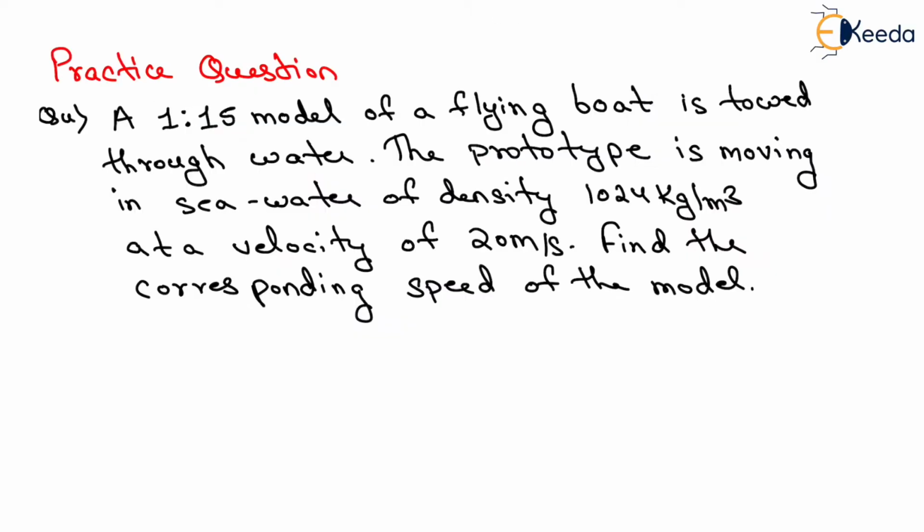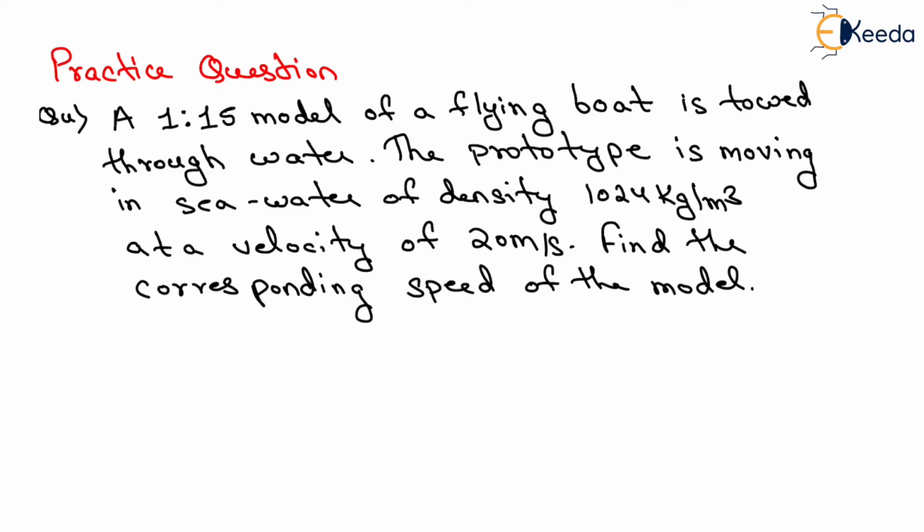Question is written as: a 1 to 15 model of a flying boat is towed through water. The prototype is moving in seawater of density 1024 kg per meter cube at a velocity of 20 meter per second. It means that the velocity of the prototype is given as 20 meter per second and the density of seawater is given as 1024 kg per meter cube. Now we have to find the corresponding speed of the model. It means that we have to find the speed of the model here.